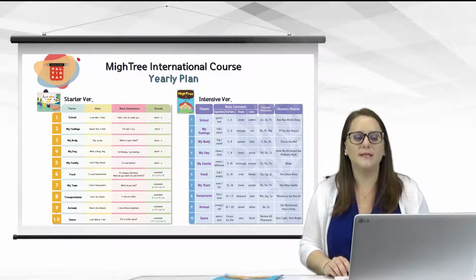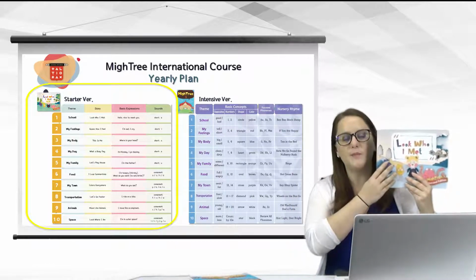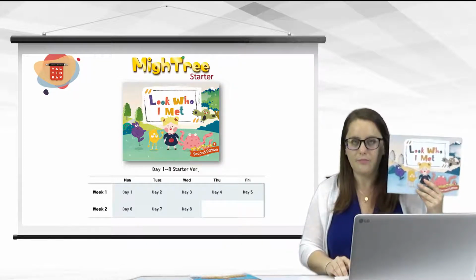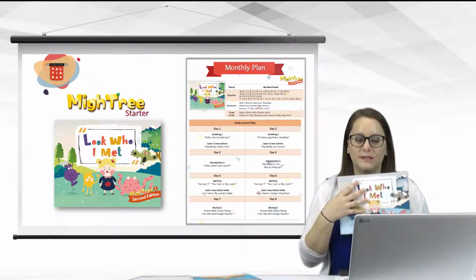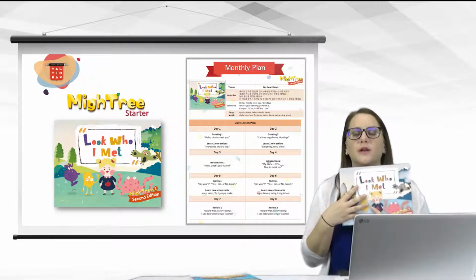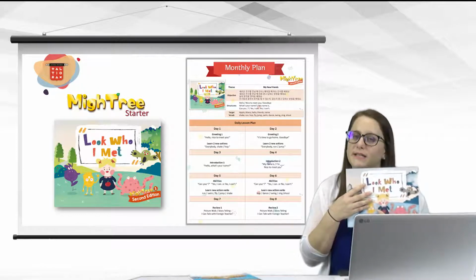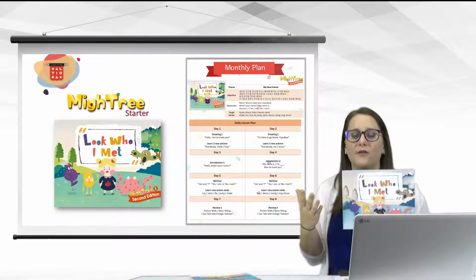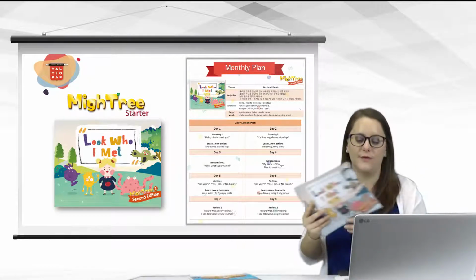So let's begin by looking at the starter. This is the book you're going to need for the starter, and it's from days 1 through 8. Here we have a monthly lesson plan for this book, and the plan is going to show you the basic expressions you're going to be learning through this, any vocab words, as well as any phonic sounds you're going to be doing during that. So this is what you need to kind of help you prepare for the lessons. This is just kind of an at-a-glance calendar for you to refer to.